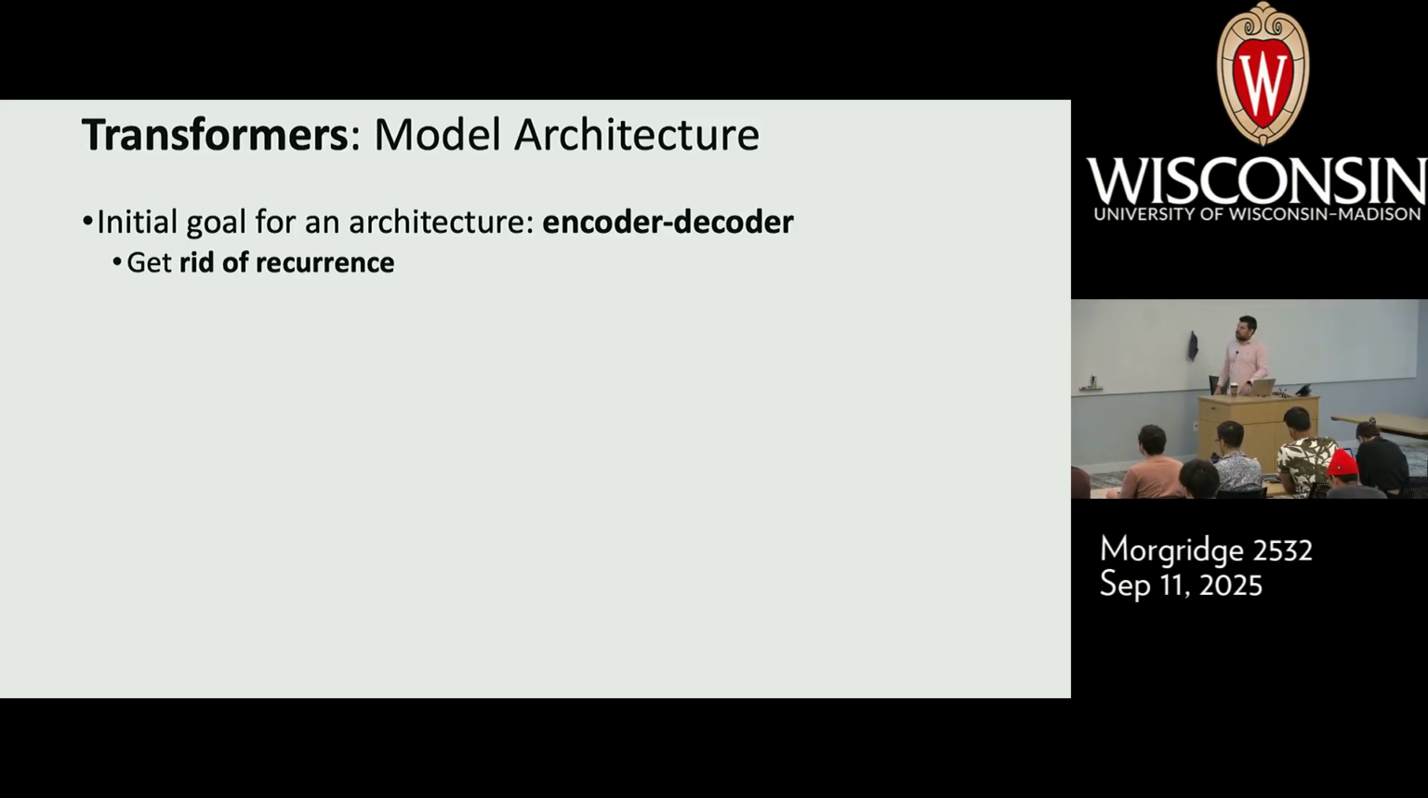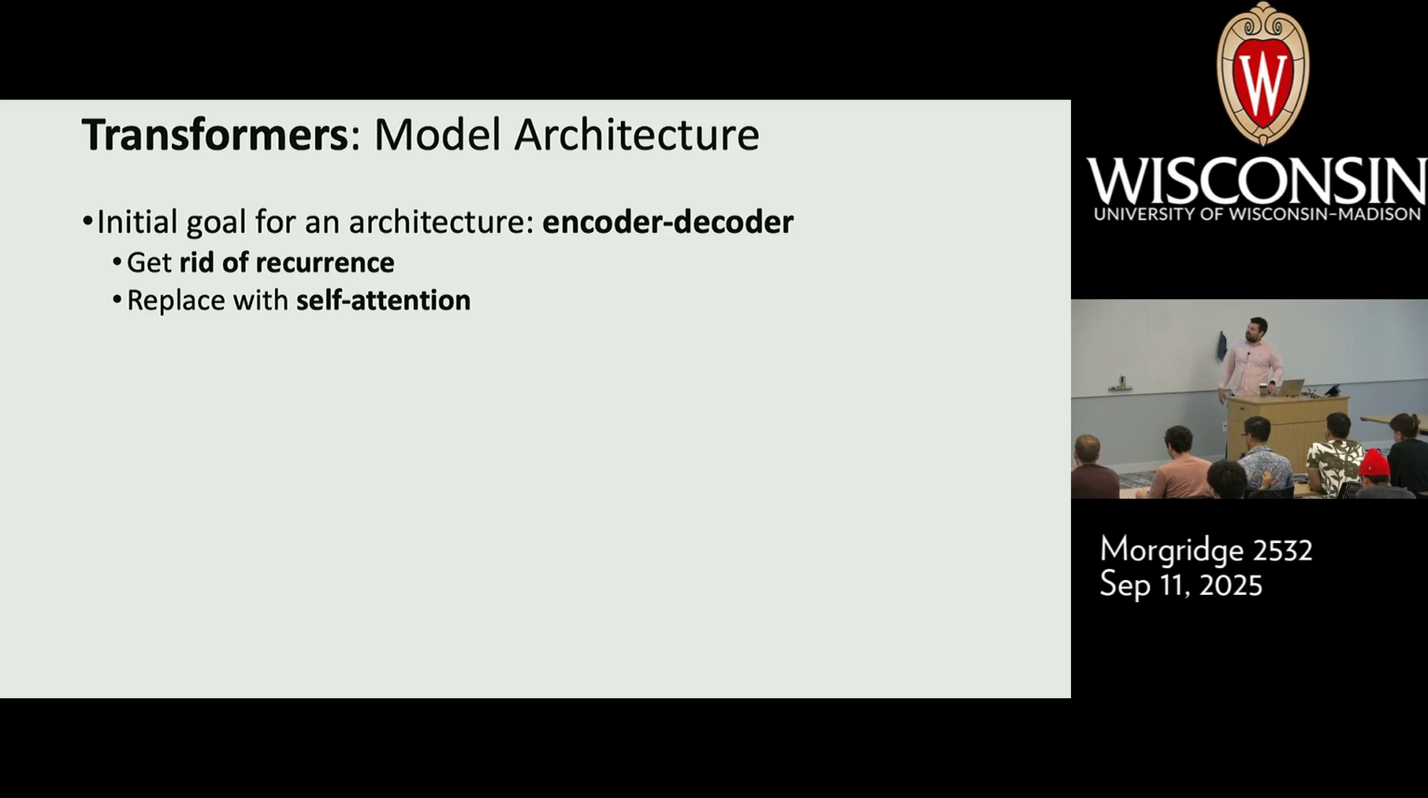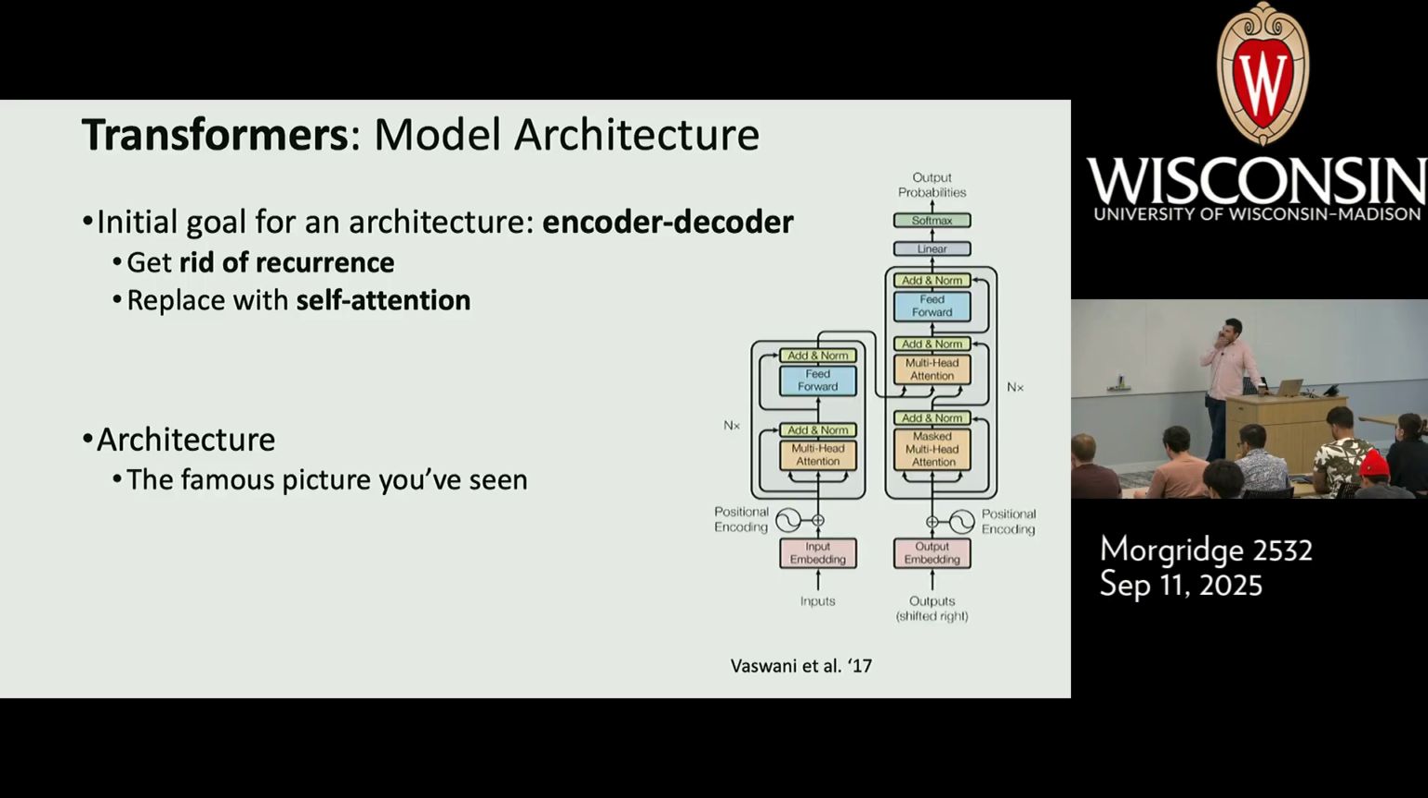OK, now we said we're getting rid of recurrence. That was kind of our initial goal. We're going to replace this with self-attention. That's the operation that we've just defined. And now we can start talking about this architecture that we've seen a bunch of times. I promise that we'll go through this.